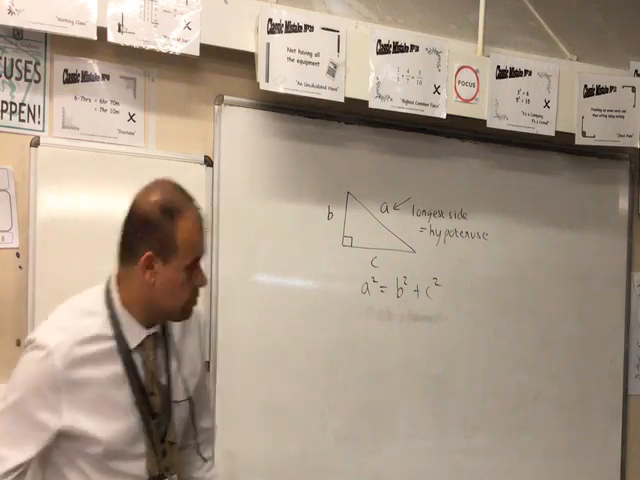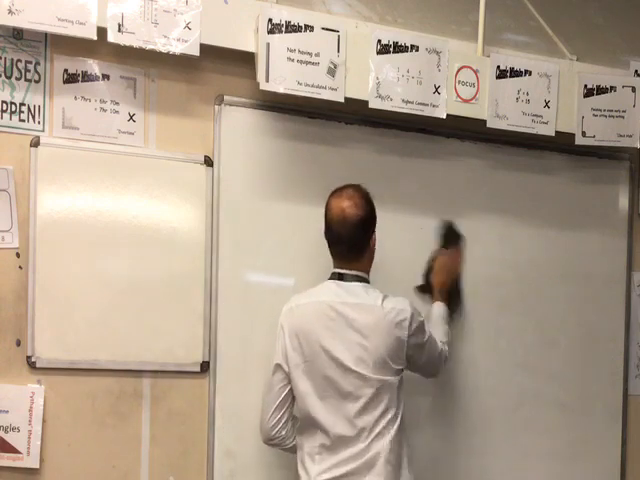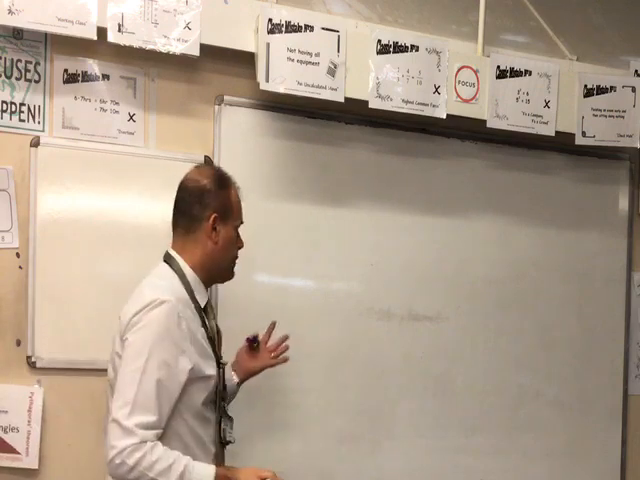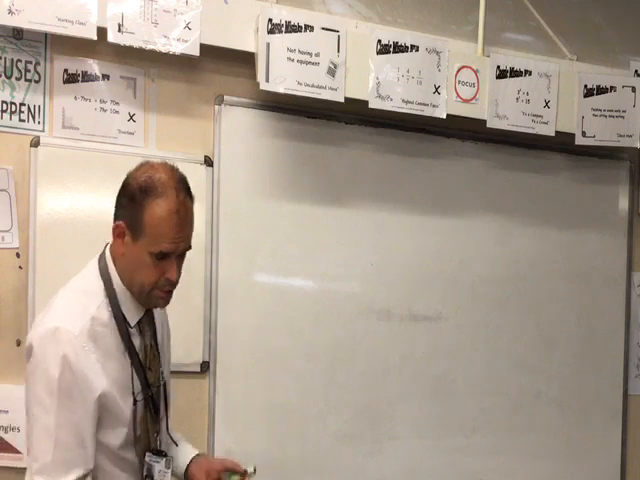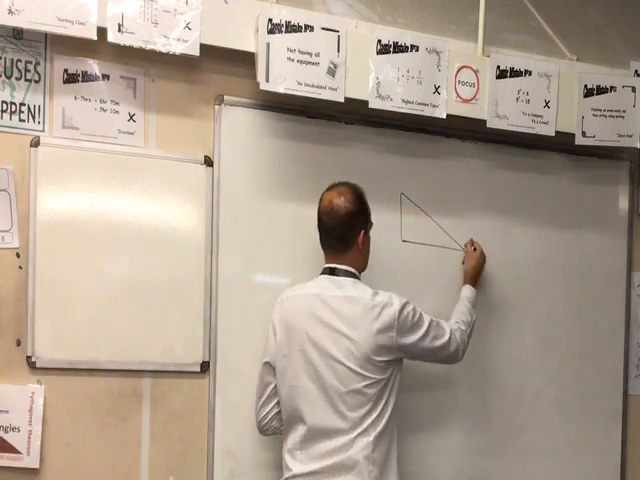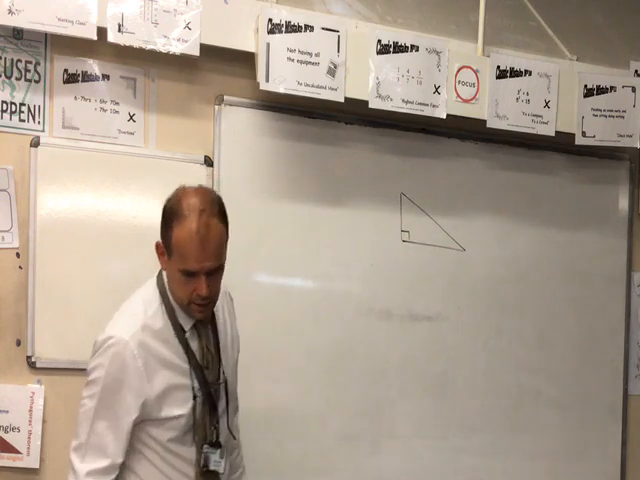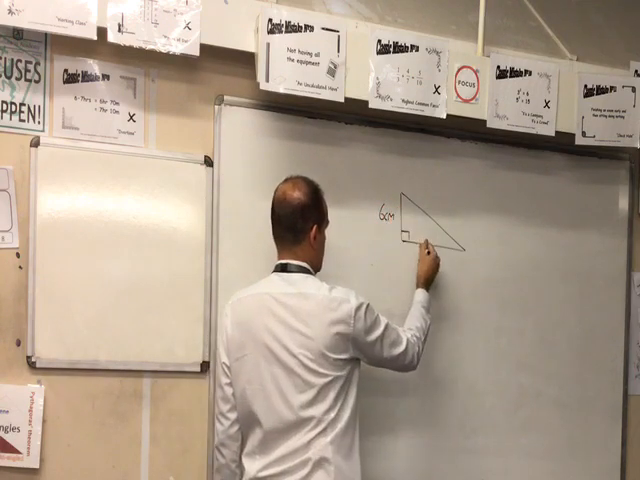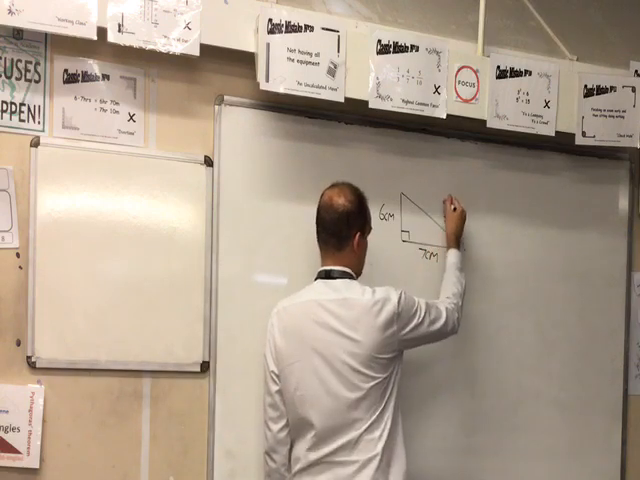So let's go into some examples. Let's just take that off the board. Now obviously I'm going to do this differently if you're a foundation or higher tier student. You decide which method you prefer. So let's take a right-angled triangle here. It's got to be right-angled, and let's say we'll call that side 6 centimetres and that one 7 centimetres, and we require the missing length there.